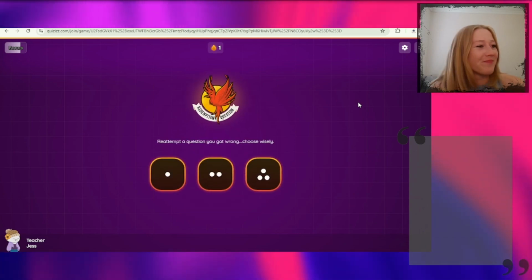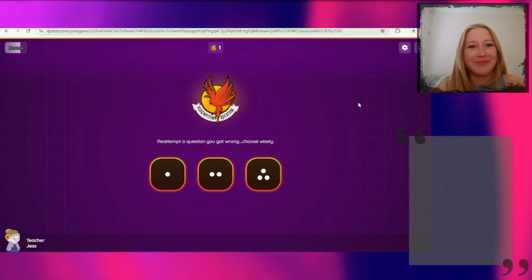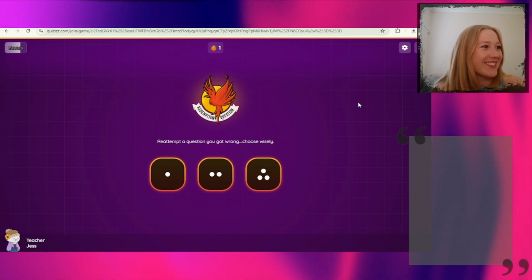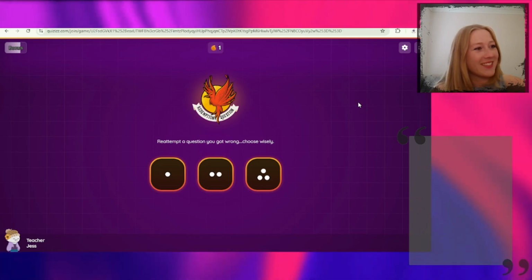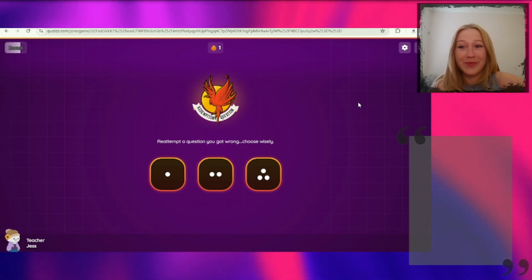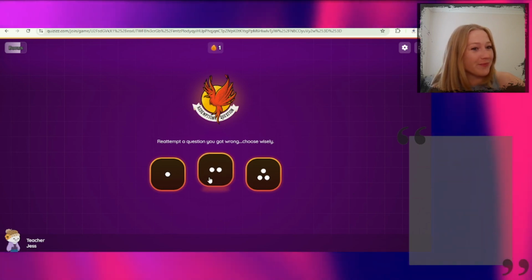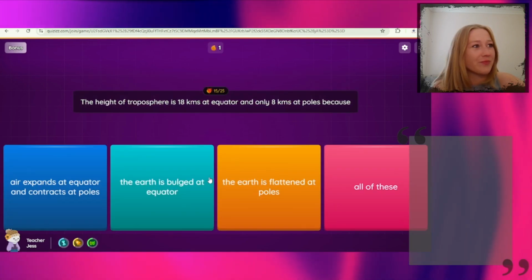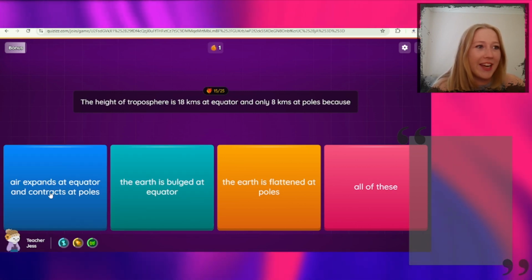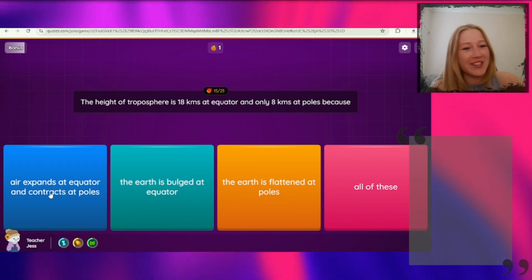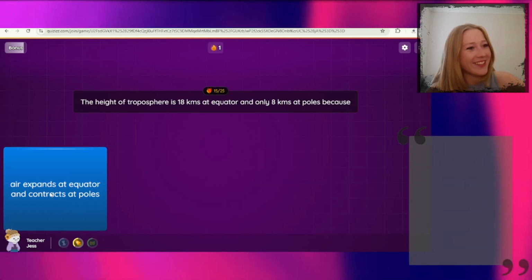Redemption question. Which one? One, two, or three? Two? I'm going to go with two. Okay, now we know it's because the air expands to the equator and contracts to the poles. I've learned from my mistake.